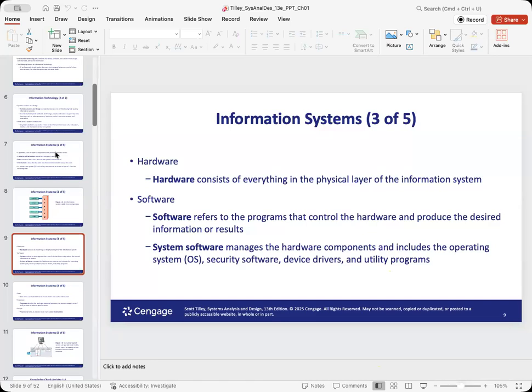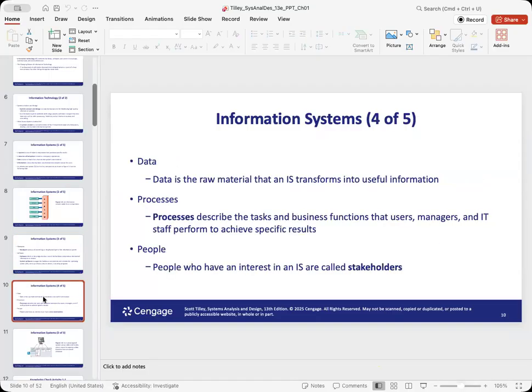So we have the software, which refers to the programs that control the hardware and produce the desired information or results. And then the system software manages the hardware components. This includes the operating system, security software, device drivers, and utility programs. Now, these are all classified under system software. And I have data, as we described earlier, which is the raw material that an information system transforms into useful information. And then processes.